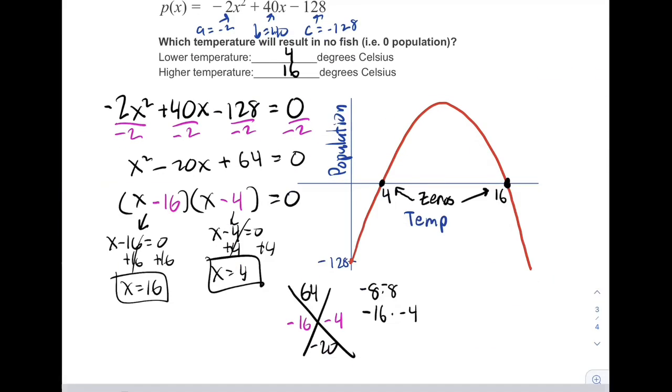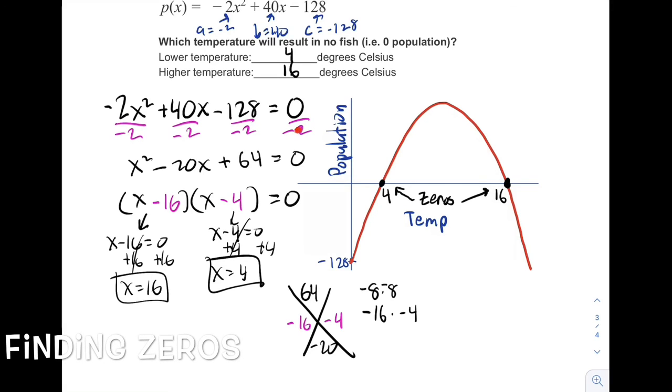Then the next one is we find our zeros by setting our equation equal to 0 and solving it like we've been practicing, factoring and using the zero product property. We have two values, 4 and 16 here, which give us our zeros. So 4 degrees and 16 degrees will be a 0 population. So try those out.